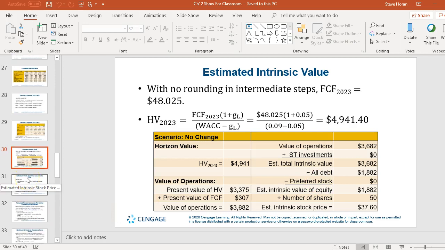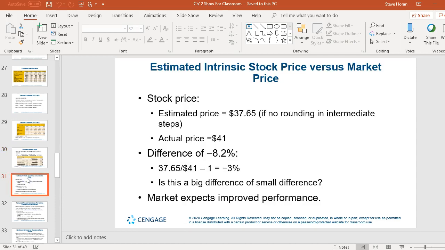That's the purpose of doing a forecast, though, is to figure out what's the value of my company under this forecasted scenario happening. Okay. Now, we estimate intrinsically that the value is $37.65. The actual price today is $41, a difference of 8.2%. Is this a big difference or a small difference? Well, the market expects improved performance would be one way to look at that.